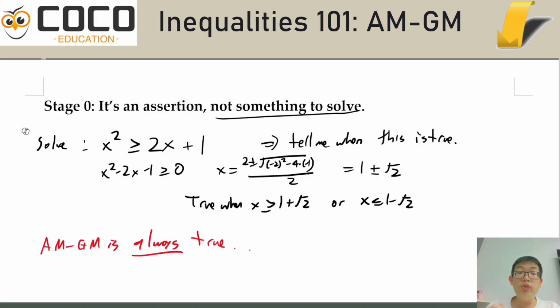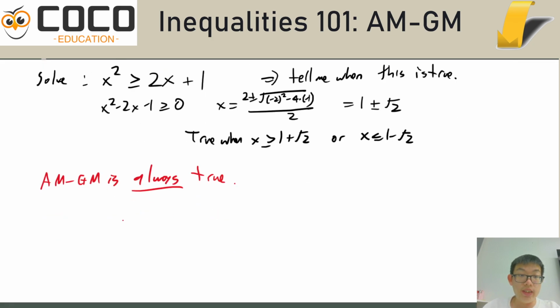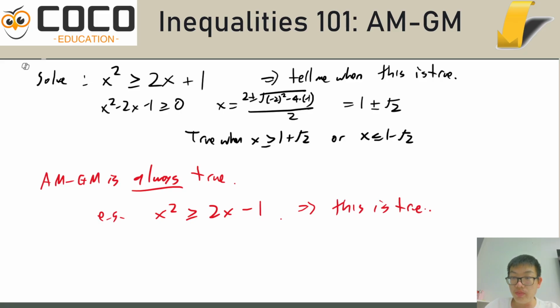So we are not supposed to solve it, we are supposed to use it. For example, I could say that x squared is always greater than or equal to 2x minus 1. Now, I'm not saying solve this, I'm saying that this is true, period. Always.